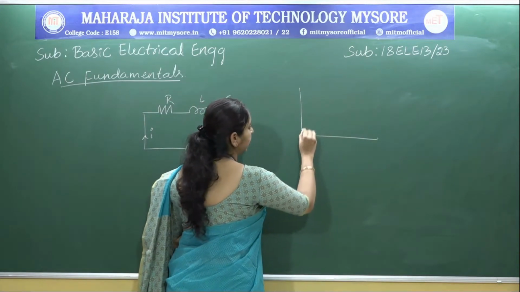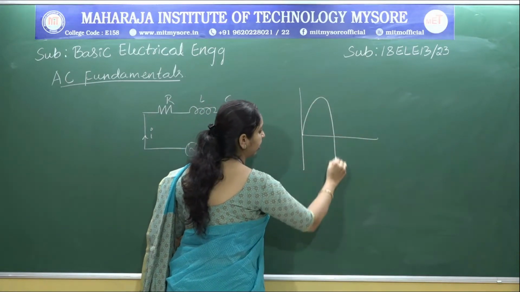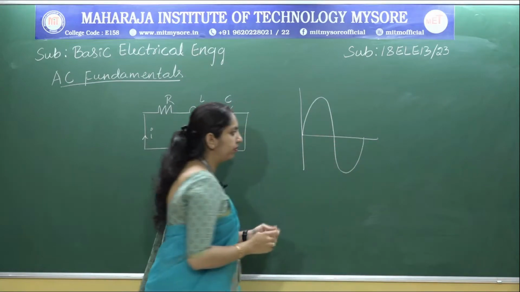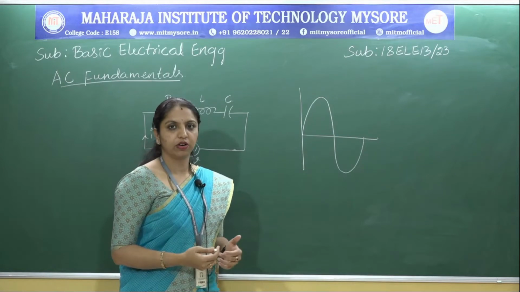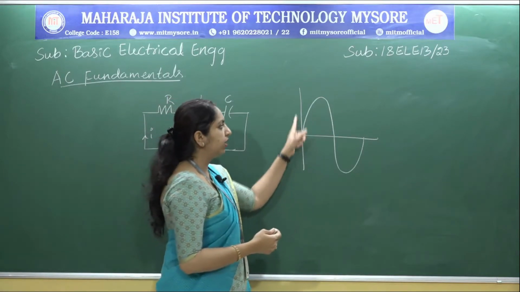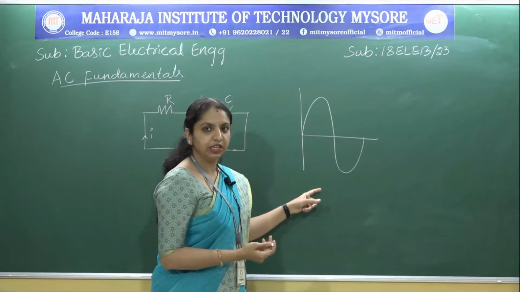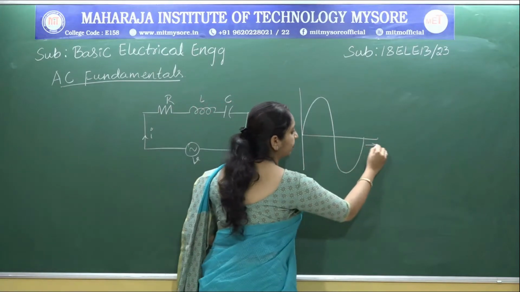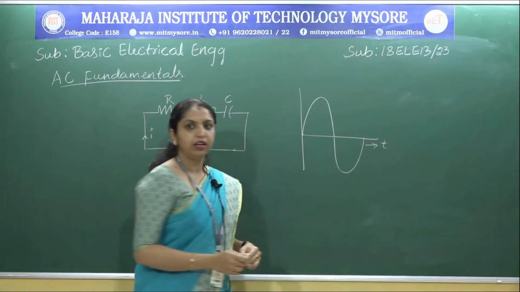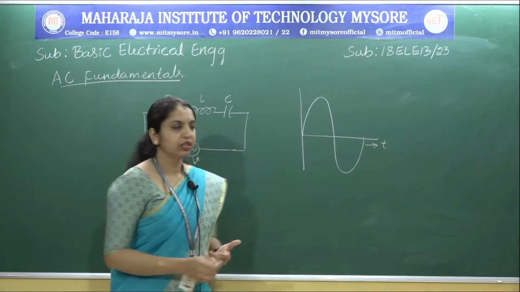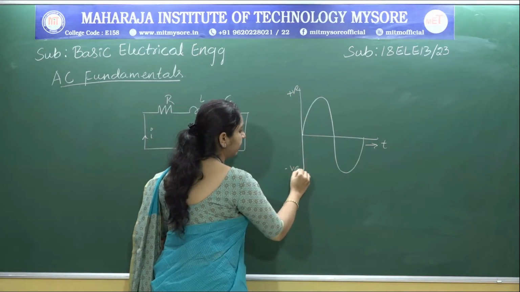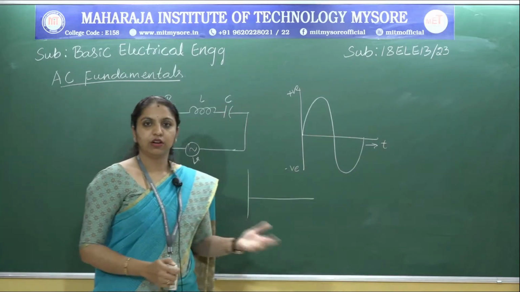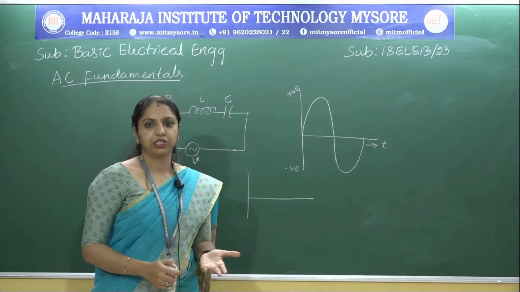Here we can consider this as either voltage or current, that is alternating current or alternating voltage. The magnitude of the voltage or current changes with respect to time, and it can have only two directions. One is the positive direction, and this is the negative direction.